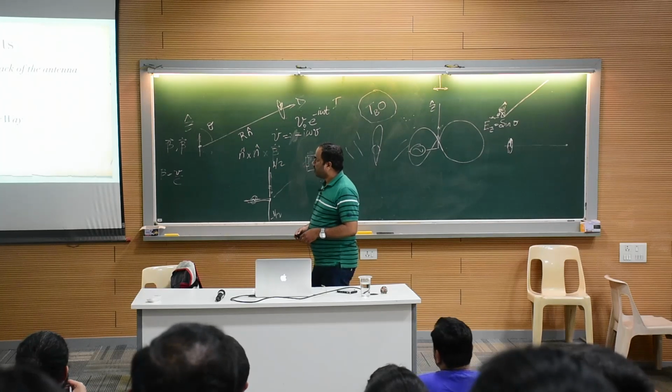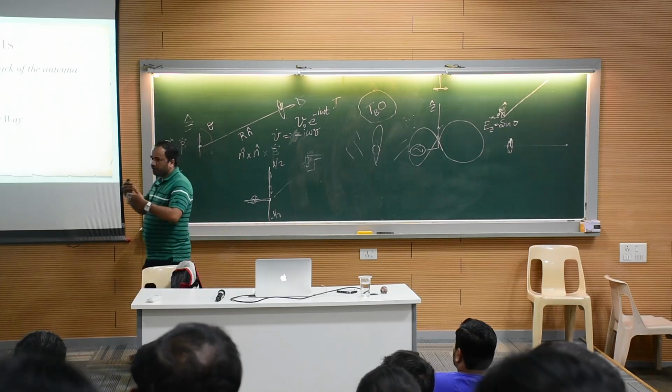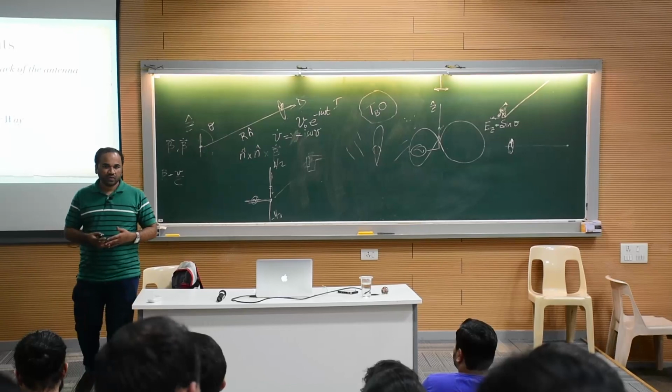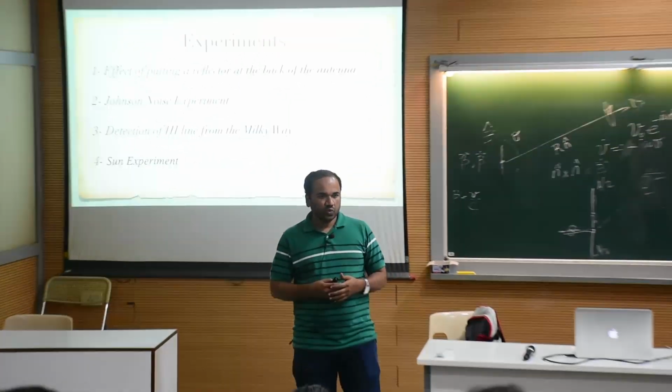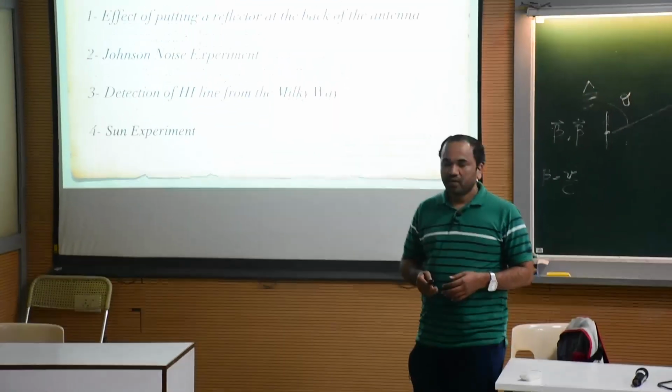These are the 4 experiments we are doing. First, the effect of putting a reflector at the back of an antenna. How is it going to affect? We are going to see using different sets of instruments. In 2 ways we are doing this experiment, and I will explain that in detail.